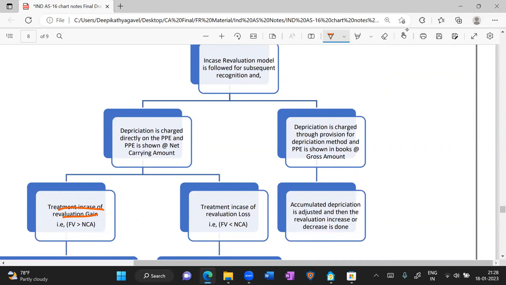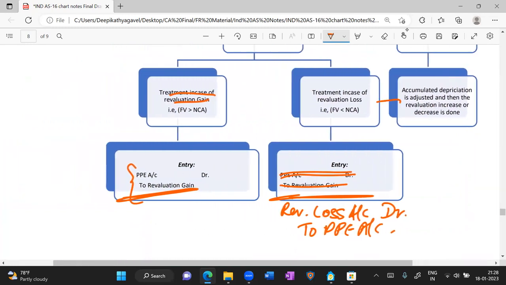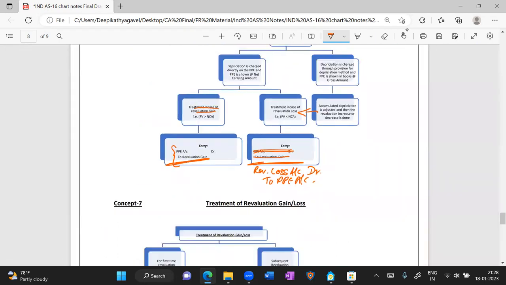So in that case, if a revaluation gain or loss comes, the standard very clearly says first adjust this accumulated depreciation with the cost of the asset and bring that asset to the net carrying amount. Once you bring the asset to the net carrying amount, then you do the same treatment as you do here. So the first thing is adjusting that accumulated depreciation with the cost of the asset to bring it to net carrying amount, and then the treatment will go as earlier.